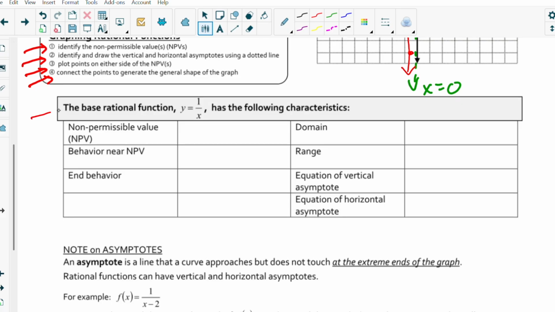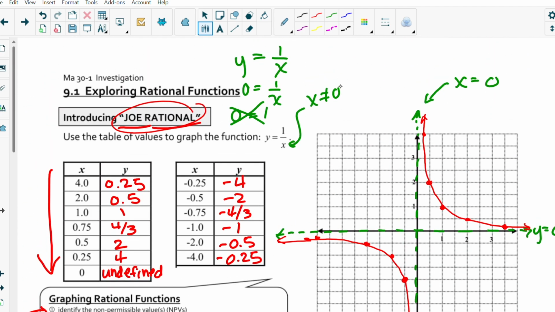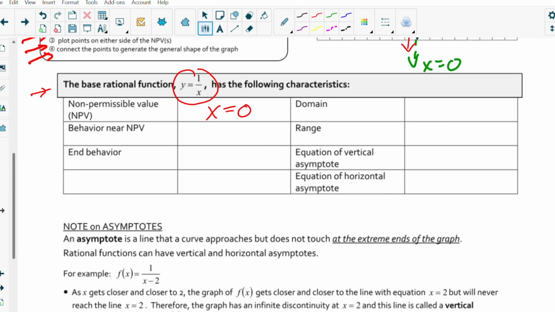Okay, the base rational function, the basic one, y equals 1 over x, has the following characteristics: non-permissible values at x equals 0. And we saw that from our discussion up here. We cannot have a denominator equal to 0.